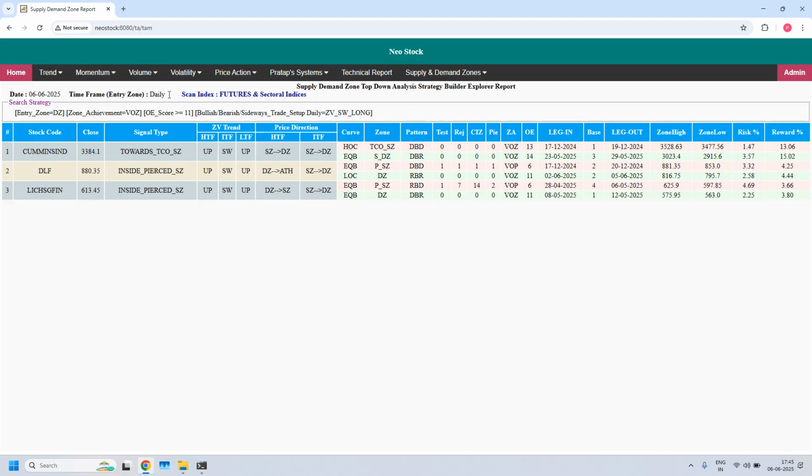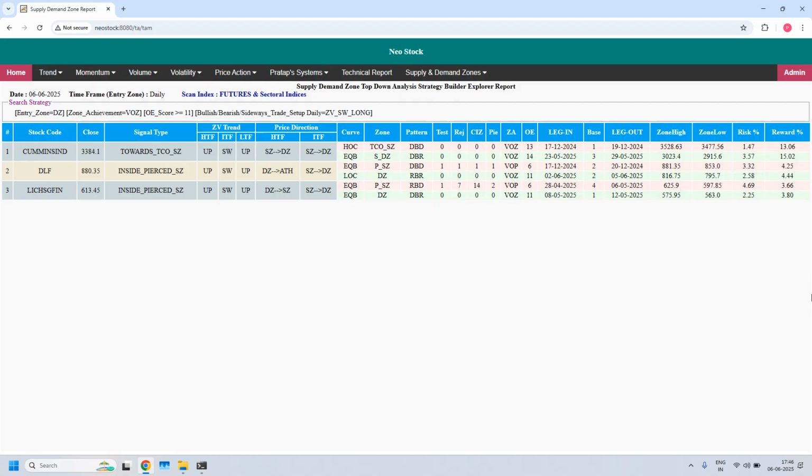That is nothing but monthly income trade. Monthly income trade, long trade setup, entry time frame daily, and entry zone should be demand zone. Always look into the search strategy so that you understand how we filtered this report, and also look into the time frame. Okay, 3 stocks we got, and entry time frame zones are these daily demand zones.